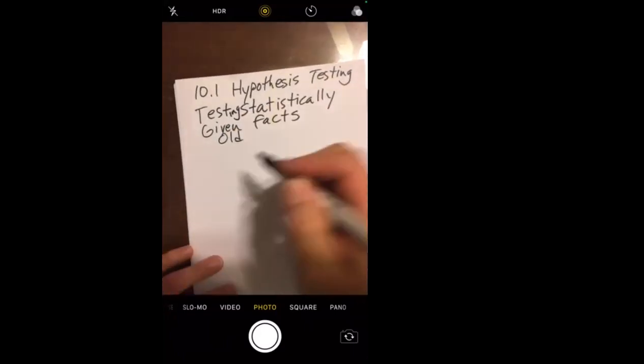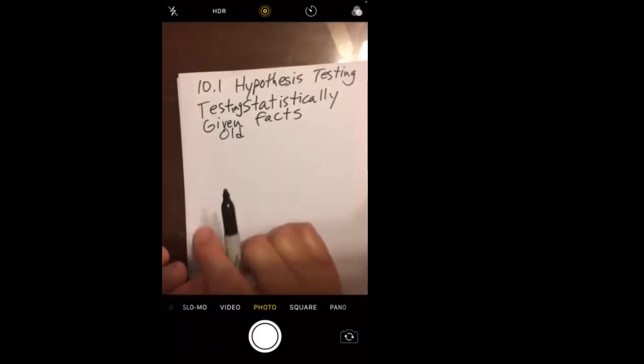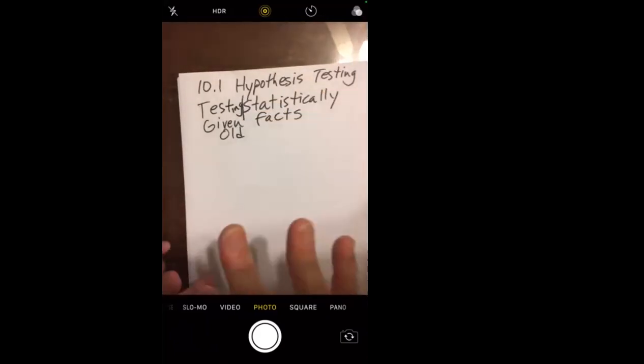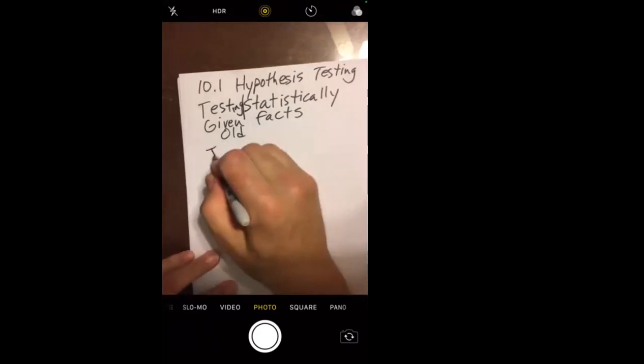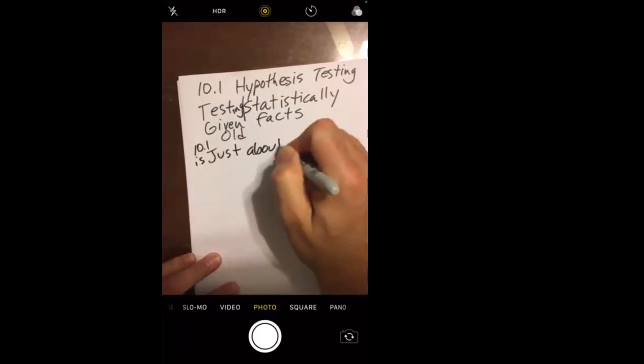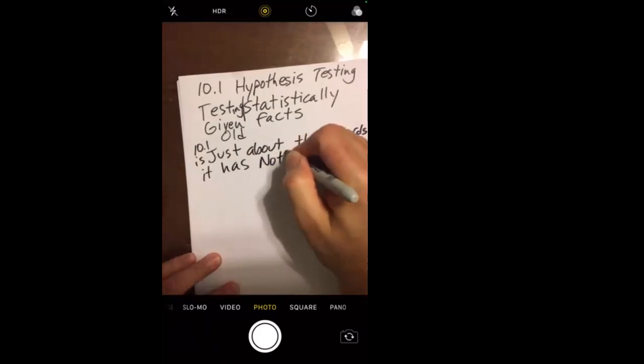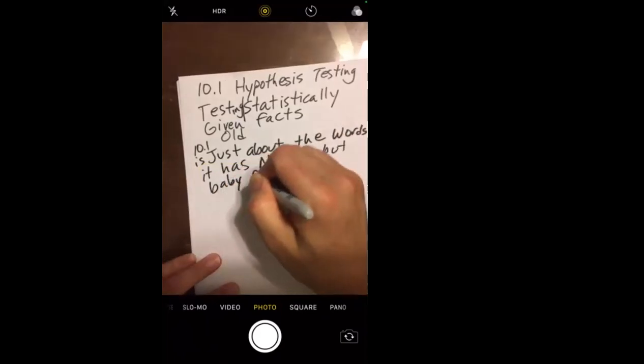So I'll try to make this as plain English as I can because there's a lot of technical language to this. In fact, it's so technical that this entire section is just about the vocabulary. 10.1 is just about the words, so it has nothing but baby problems asking about the words.